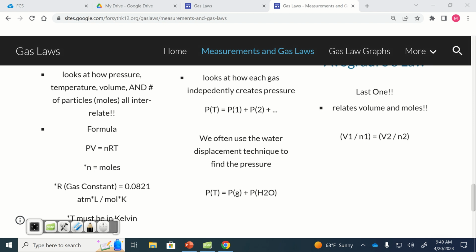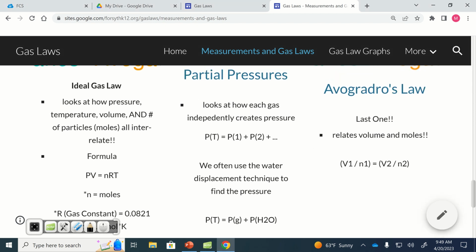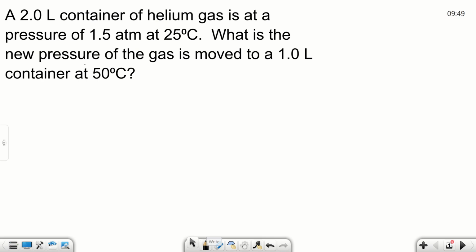And then the last one we've got is Avogadro's law, which basically relates volume to moles. You can see that's V1 over n1 equals V2 over n2. So there's a direct relationship. As you increase the number of moles, they're going to take up more space. All right, so let's just try a few problems so you can see how this goes.